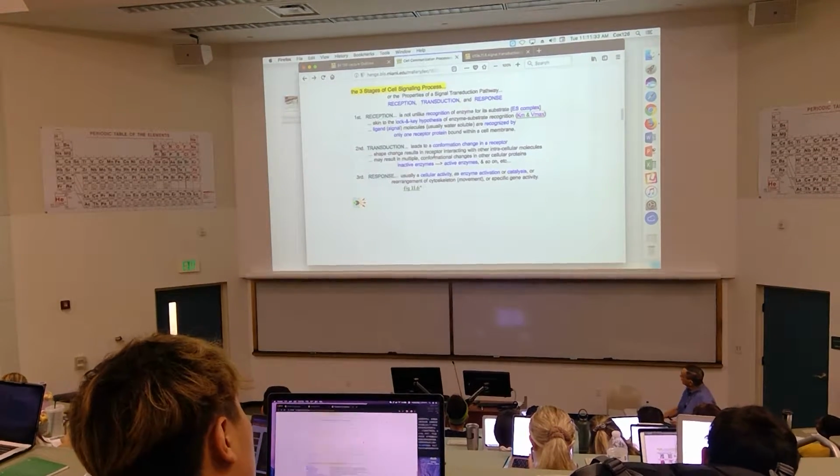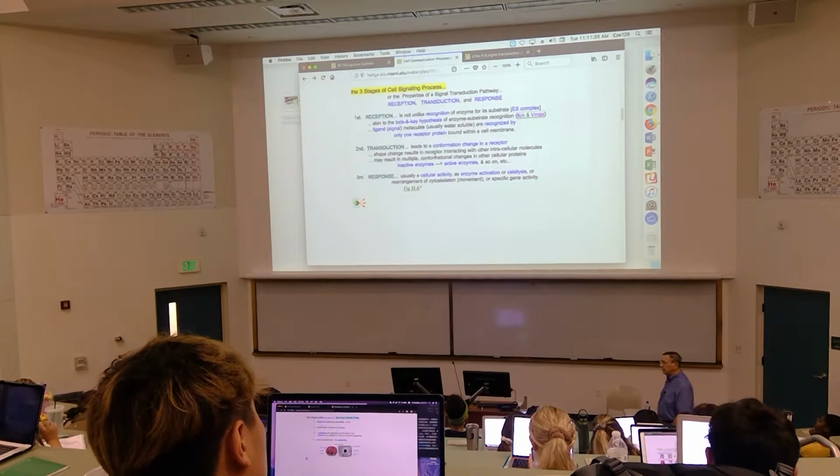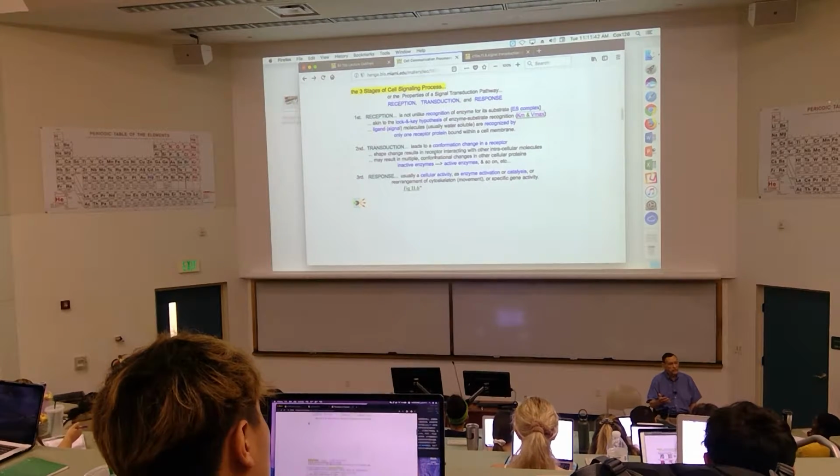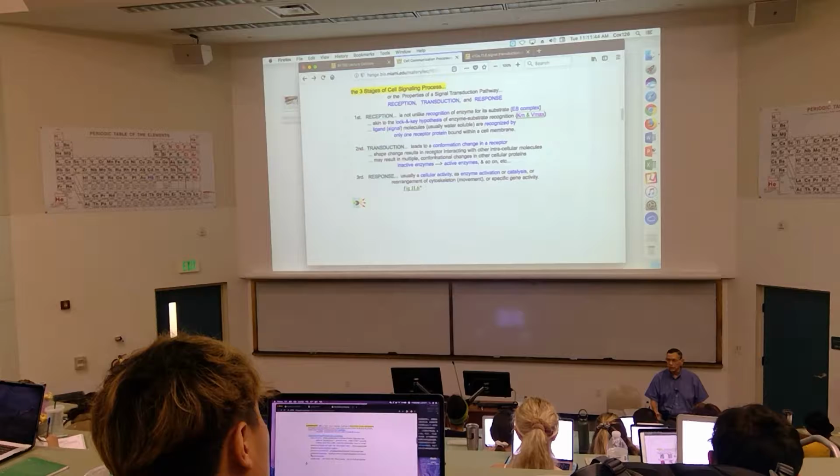Secondly is transduction. Transduction basically is going to change the conformational shape of proteins as they go from an inactive form to an active form. And then the third part is going to be a response, physiologically. So let's take a look.